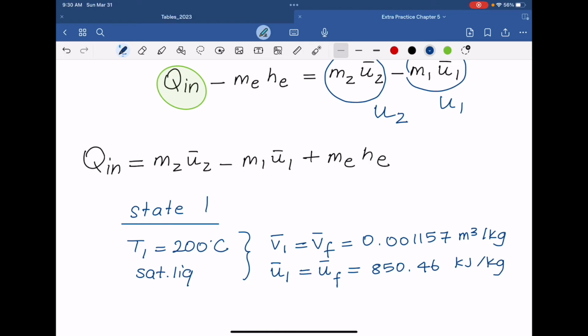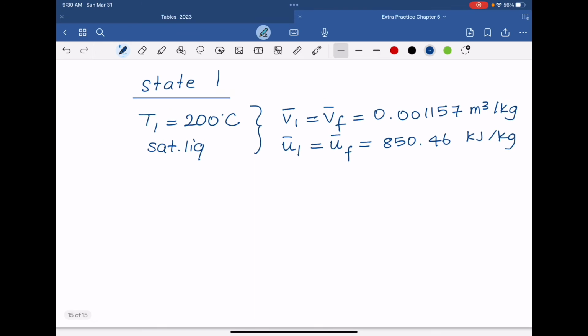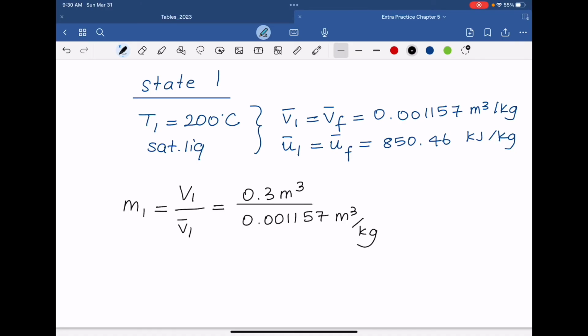So whatever you think initially will be important, read those from the tables. To calculate the mass, we can formulate this right here, right now. If I want to find the mass at the initial state, I need to use the volume and then the specific volume at the first state. The volume is given, and the specific volume, you just read it from the tables and plug it in. And then it gives you 259.4. So initially this was your mass.